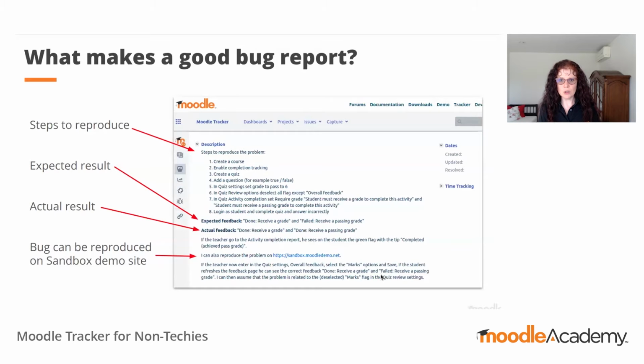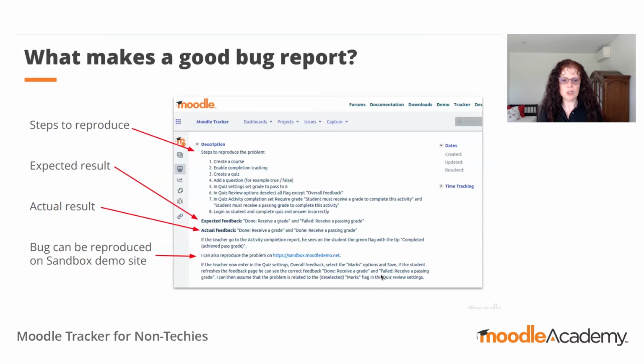What makes a good bug report? What can you write that helps increase the chance of your bug being fixed? Well, first off, it's really good to write the steps to reproduce. 1, 2, 3, I logged in as a teacher, I went here, I tried this.